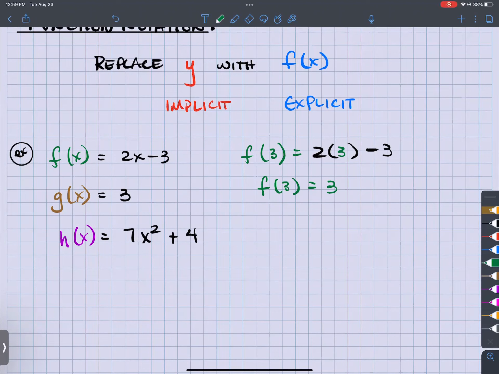So don't forget that this still comes out to be a point on the graph. The input and the output are on the same line here, okay? This actually gives you a point of 3, 3, right? You guys understand that? What is a g of 2? It's also a 3. Yes, and it gives you the point 2, 3. Excellent. Okay, so understand that.